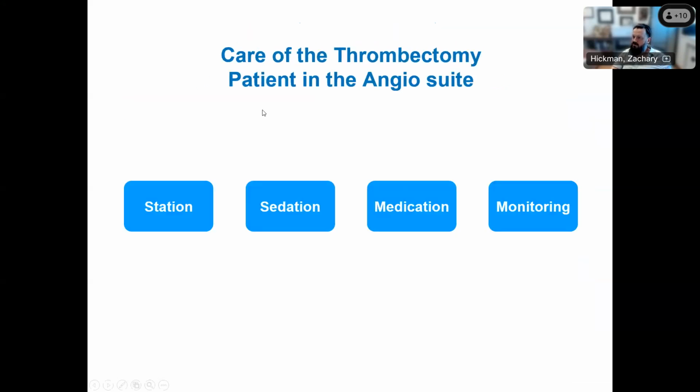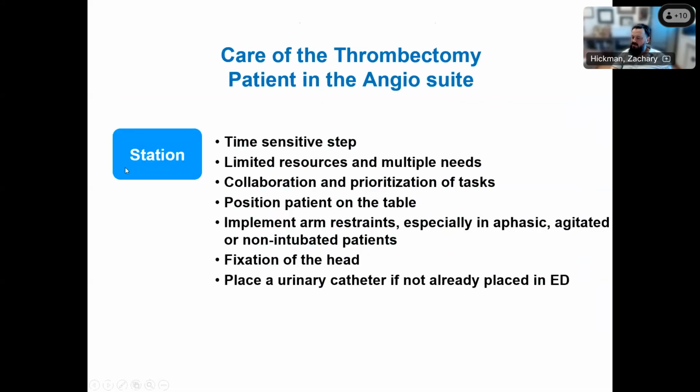So care of the thrombectomy patient in the angio suite, we have 4 different things: station, sedation, medication, monitoring. So station is a time-sensitive step. There are limited resources and multiple needs. There's multiple things going on, so everybody needs to collaborate together and prioritize different tasks.